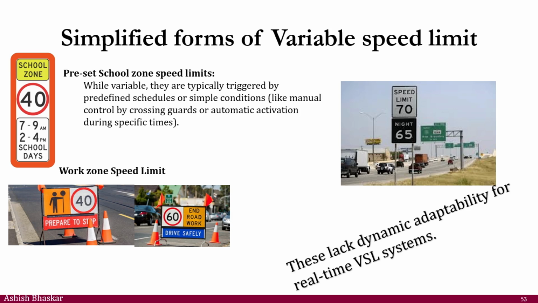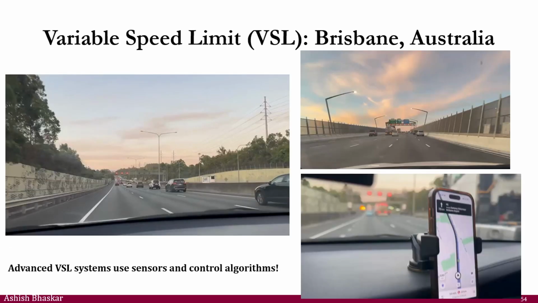So these are, I would say, not speed limits which are dynamically adapting with respect to the traffic condition. These are one form of variable speed limit. You can have a speed limit for daytime, nighttime, depending on the activities happening in that area. But we're not focusing on these kinds of variable speed limits. What I'm focusing on is this kind of variable speed limit.